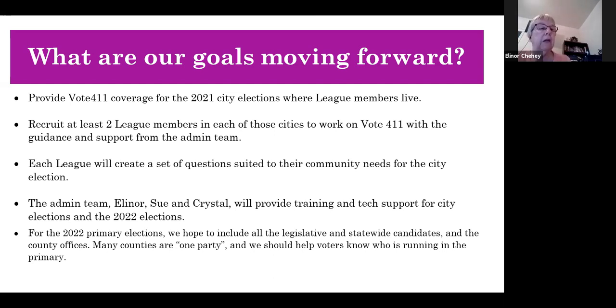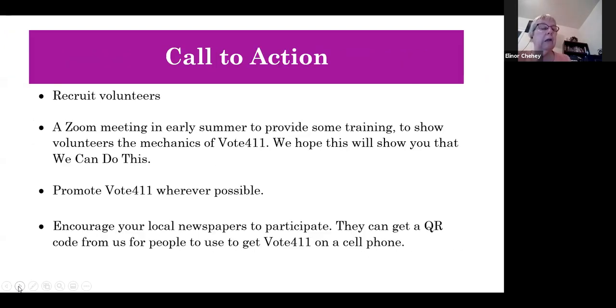Then each league is to develop the questions that would be most relevant for their own cities, and we can work with you on making sure that your questions are properly nonpartisan and not threatening. And Sue and Crystal and I will be happy to work with you, and you'll have our phone numbers and email addresses whenever you find you need help.